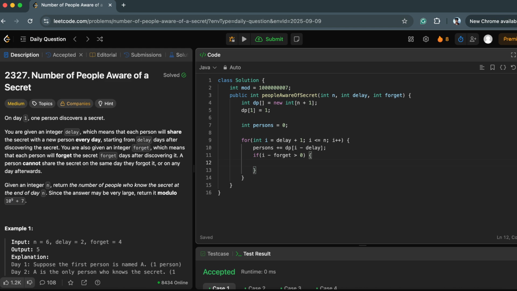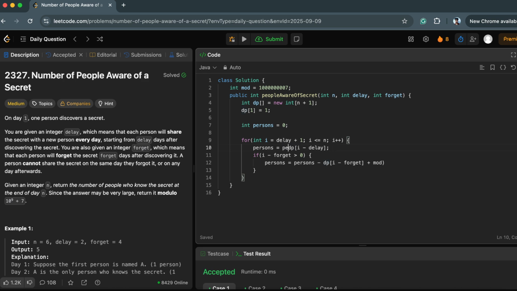If this particular condition is satisfied, then from the persons I have to subtract it. I have to maintain this as well. So dp of i minus forget. All the persons who are forgetting it, those values I have to subtract from the persons count. So persons minus dp of i minus forget. Here we have to maintain this mod. So obviously this value sometimes, while applying the mod, right? Here previously we have to apply the mod as well.